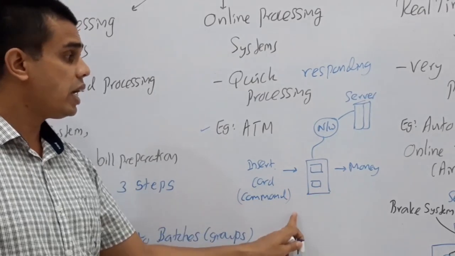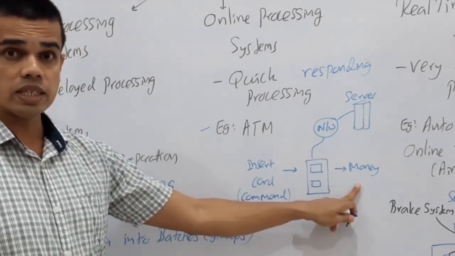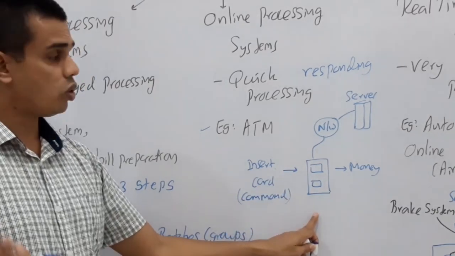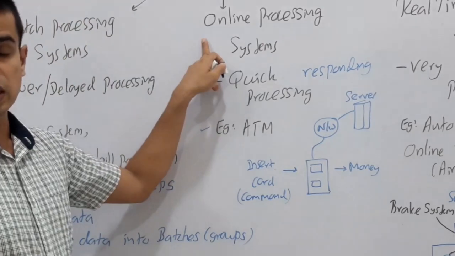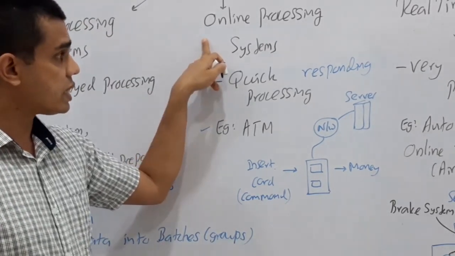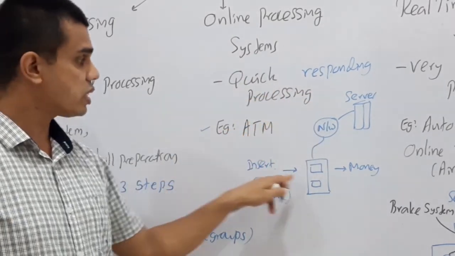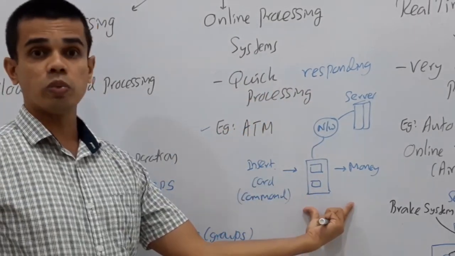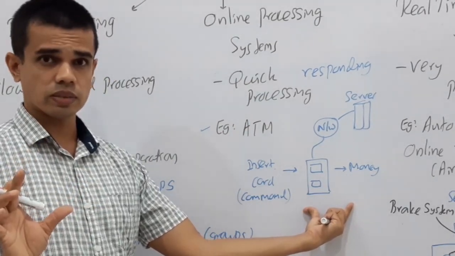But the delay in order to give you money is not half an hour, and not 2-3 days. Just a few minutes or a few seconds of delay is there. That is accepted under online processing systems. We consider this a quick responding or quick processing system. We just give the insertion and the outputs are there. A slight delay is there, that is of a few seconds.